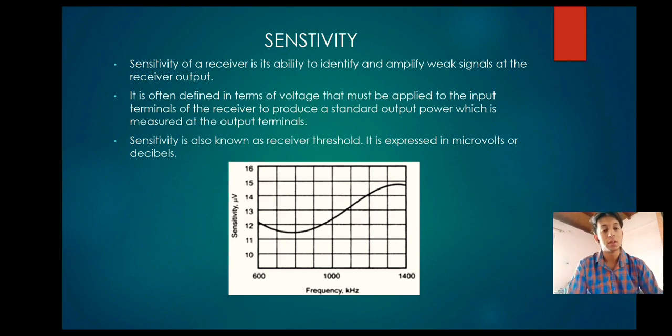Sensitivity is also known as receiver threshold. It is expressed in microvolt or decibels. As you see in this graph, frequency varies with the sensitivity. When frequency increases, the sensitivity in microvolt will be increases.